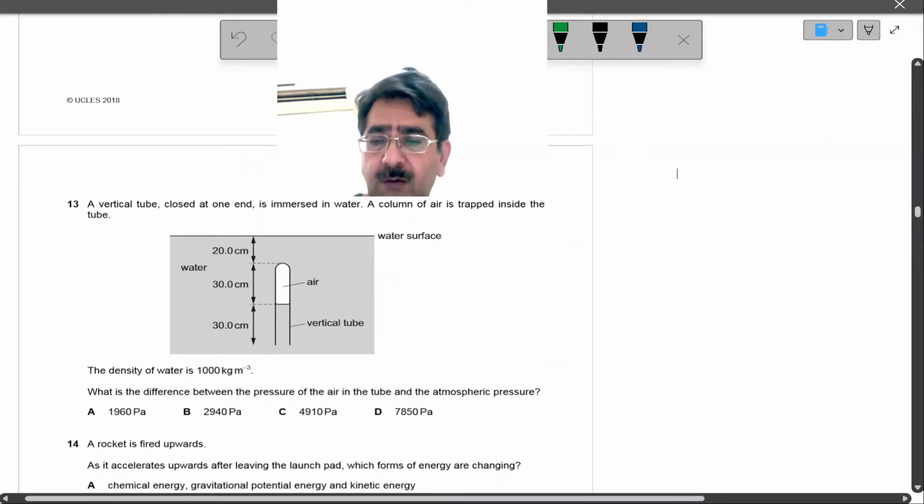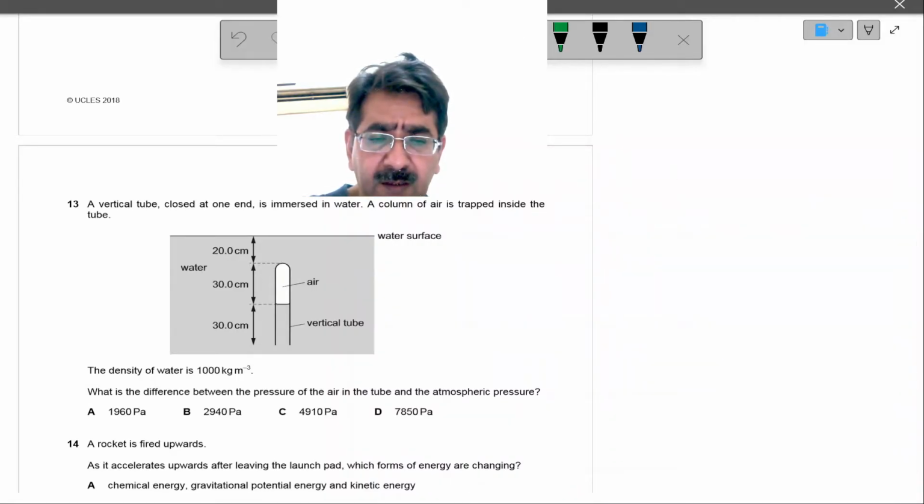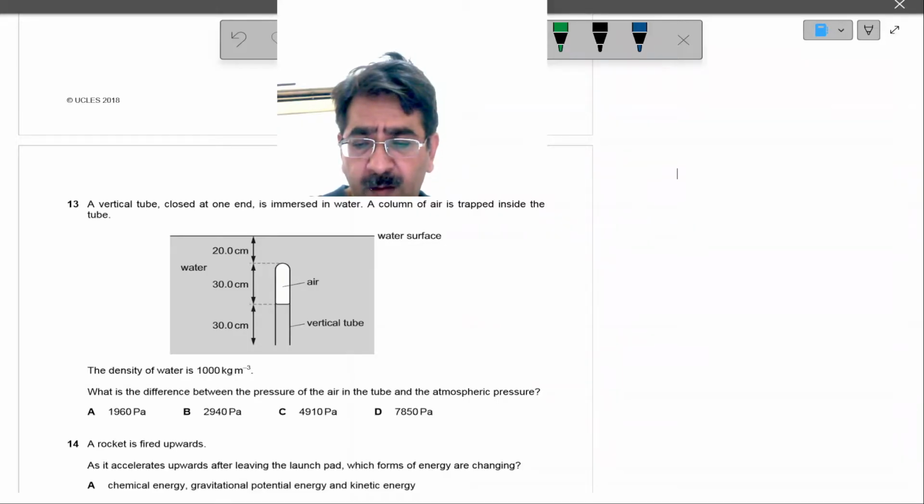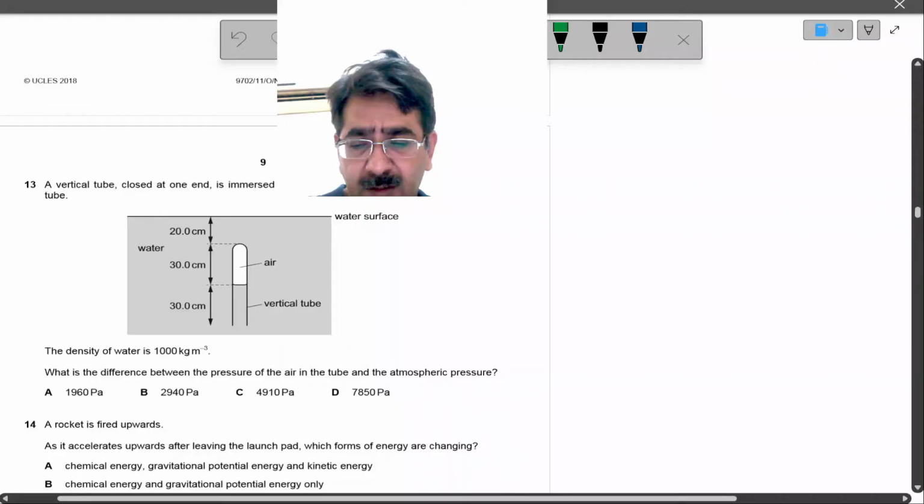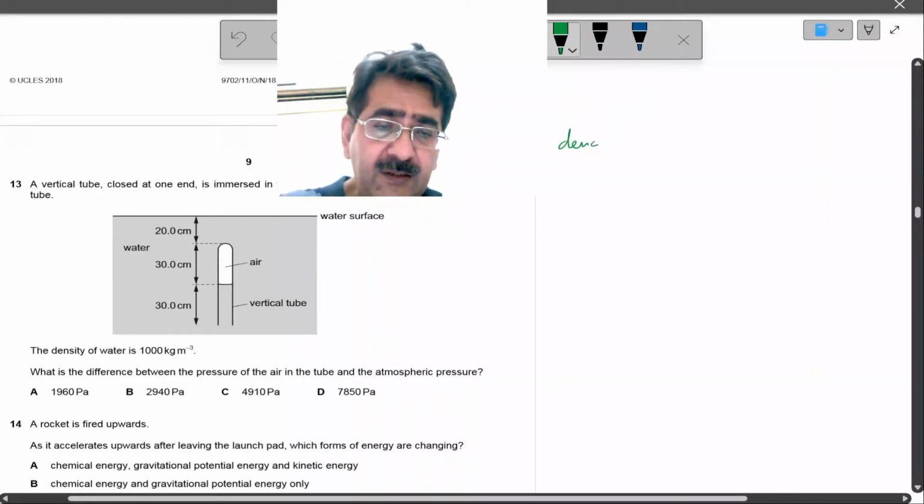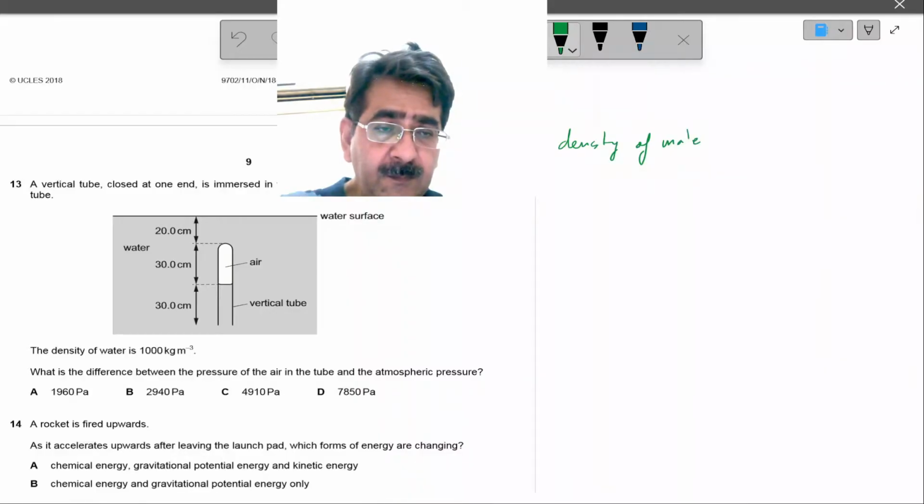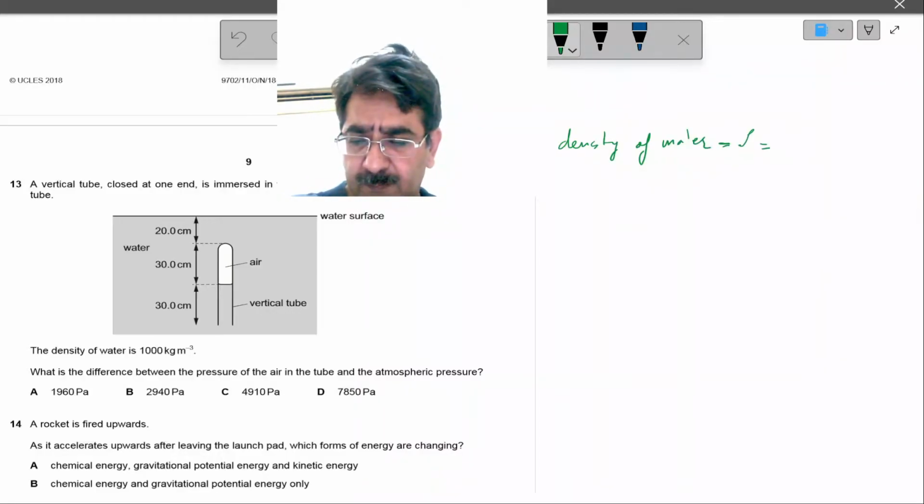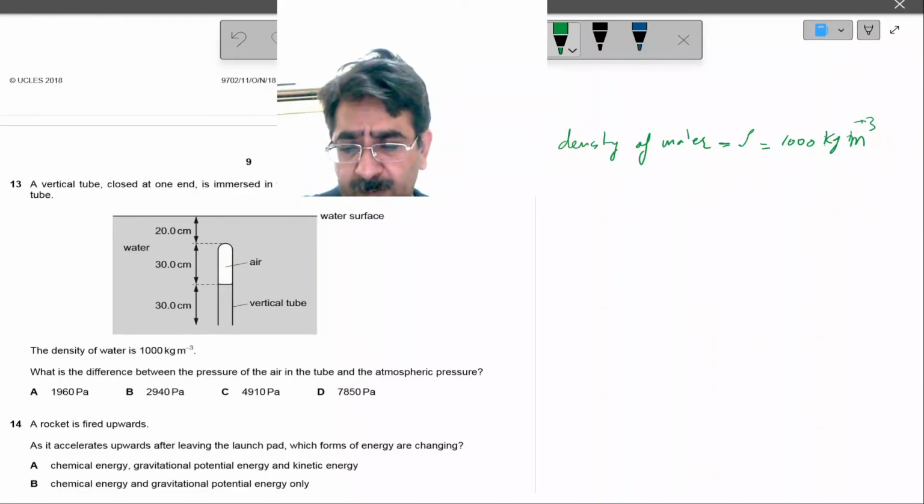Next question: a vertical tube closed at one end is immersed in water. The column of air is trapped inside the tube. The density of water, rho, is given as 1000 kilogram per meter cube. What is the difference between the air pressure and atmospheric pressure?